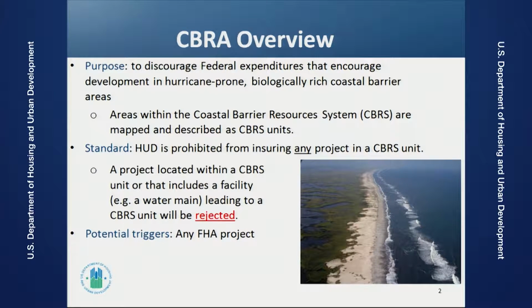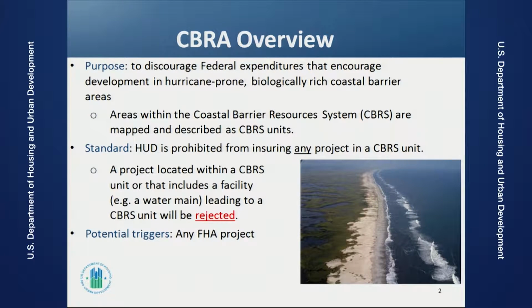Okay, this is an overview of the CBRA, the Coastal Barrier Resources Act. The purpose is to discourage federal expenditures that encourage development in hurricane-prone, biologically rich coastal barrier areas. What was happening is the federal government was subsidizing and encouraging development in coastal barrier areas. And so in order to discourage the federal incentive, relatively undeveloped areas were designated as coastal barrier resource systems. And they are mapped and described as Coastal Barrier Resource System units.